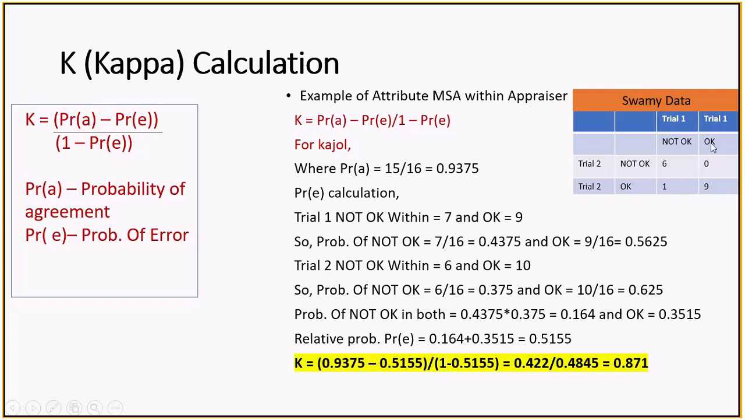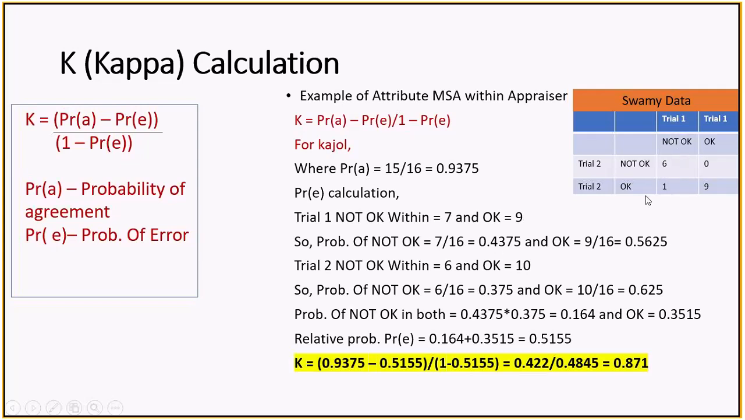Trial number 1 I said okay. Trial number 2 I said not okay to 0 balls. Now trial number 2 I said okay. Trial number 1 I said not okay to 1 ball. Trial number 1 I said okay, but trial number 2 I also said okay to 9 balls. So if you add all these balls, you will come to know there are total 16 balls, right? So out of 16 balls, I said not okay both the times for 6 balls.